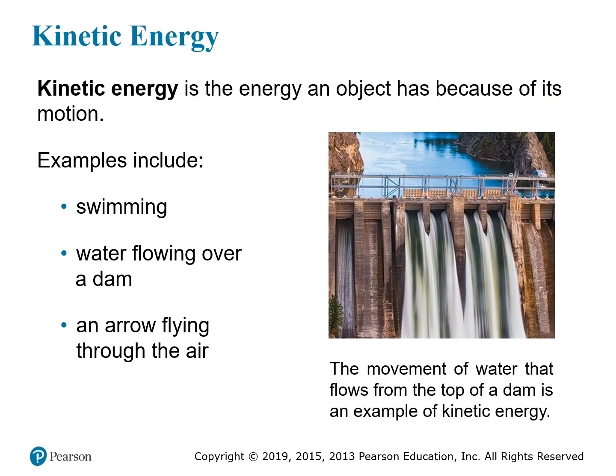Again, kinetic energy is the energy an object has because of its motion. Some examples of things that have kinetic energy are a person swimming, the water flowing over a dam in this picture here, or an arrow flying through the air. So anything that's moving has kinetic energy.